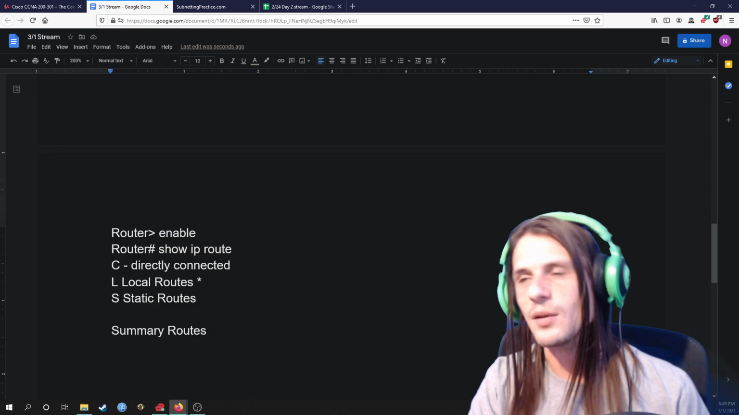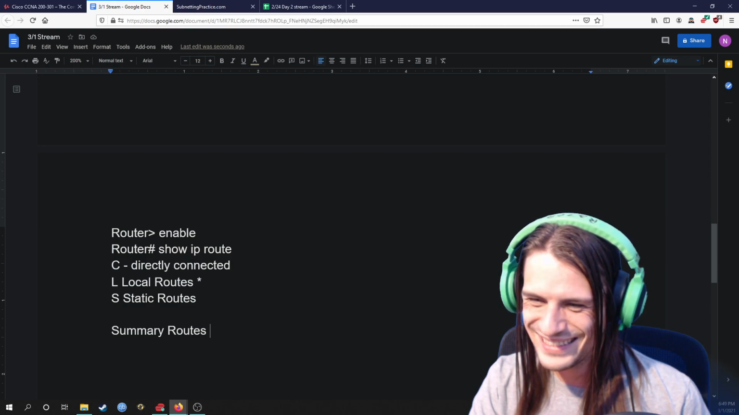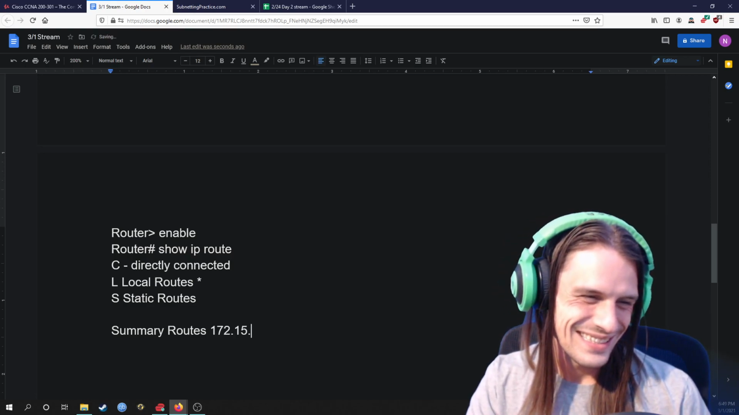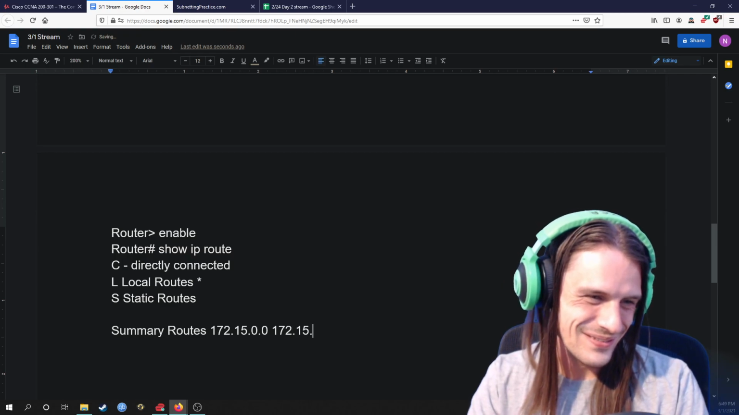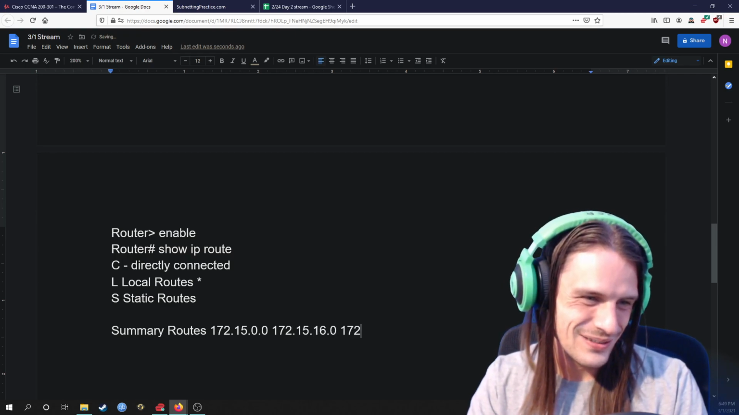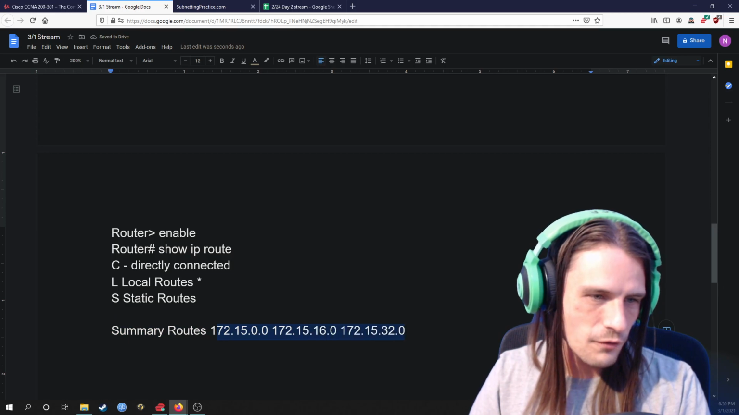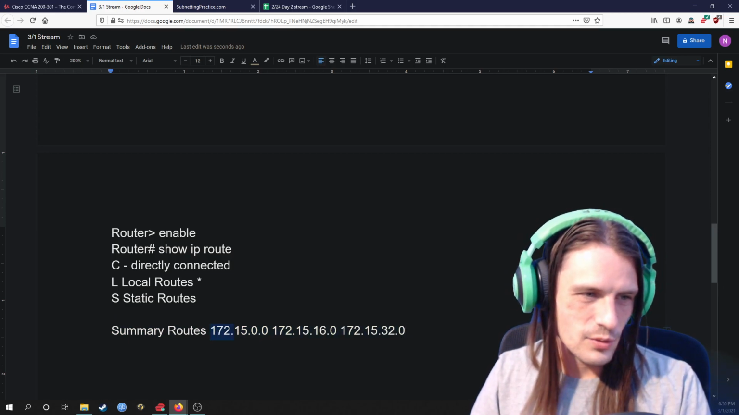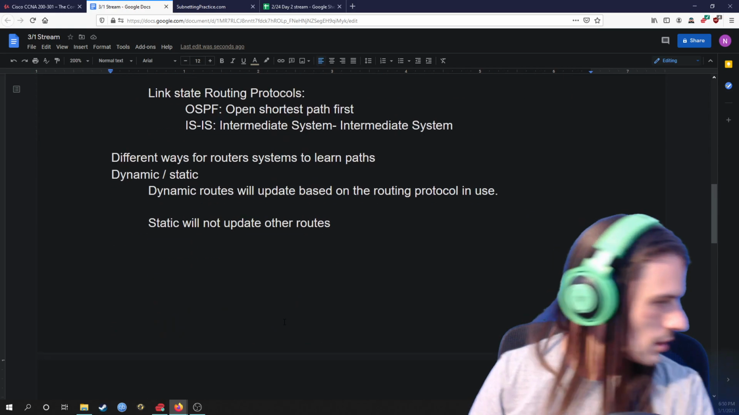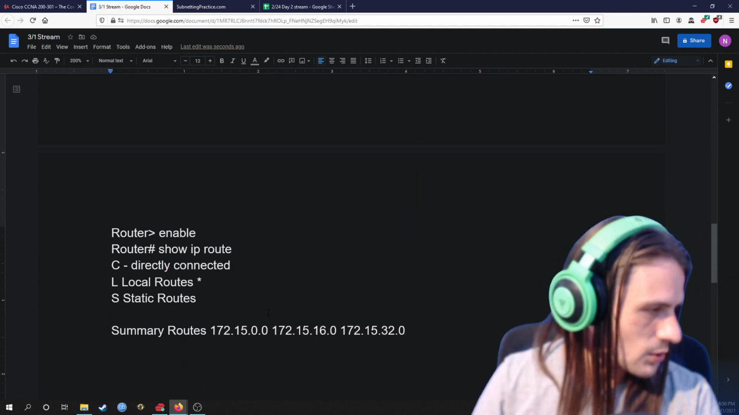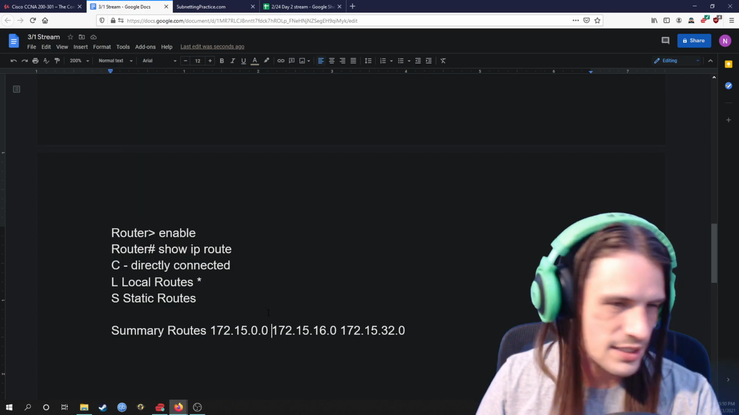So if you had, oh man, what's a good way to do this? I don't know subnets well enough to, oh man. 172.15.0.0, and then let's say 172.15.16.0, 172.15.32.0. So if you had these three networks that all could fall within the same subnet. So instead of doing a static route for each one of these, which again would be your first number is the network you're going to, second number is the subnet mask, the third number is the port, the next nearest port that will take you there.